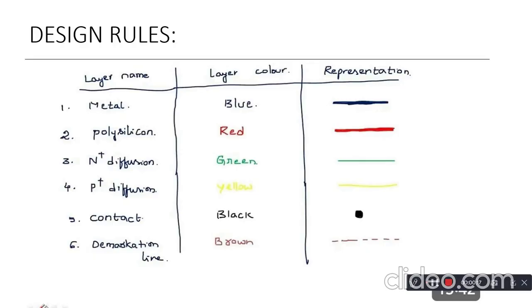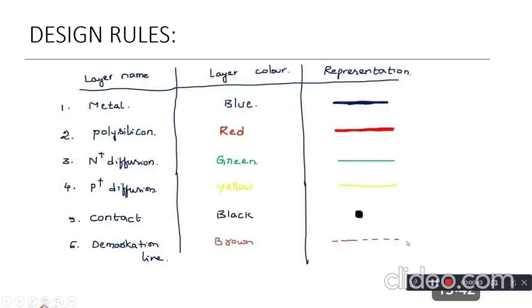The metal layer is represented by blue color and the polysilicon layer is represented by red color, and then N plus diffusion is represented by a green line, and the P plus diffusion layer is represented by yellow color. The contact between the layers is represented by black, and the demarcation line which separates the pull up network and pull down network is represented by brown, which is a dotted line.